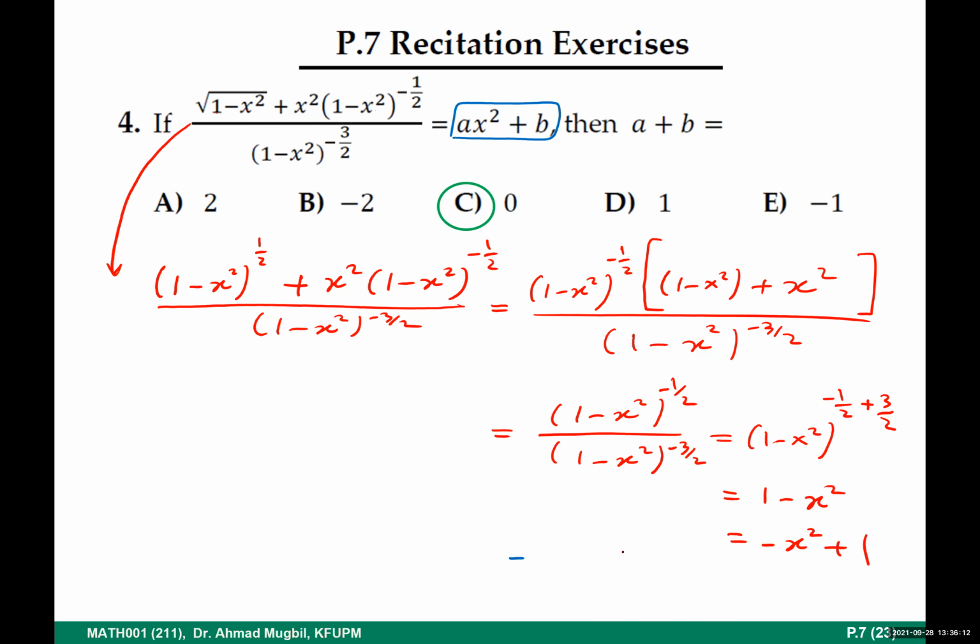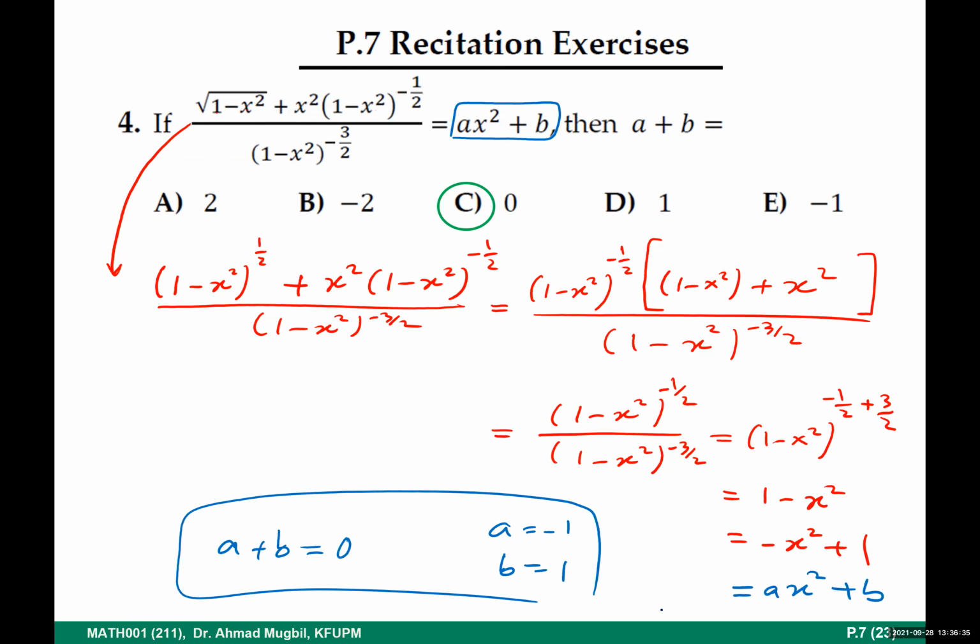So now compare. Now what you need to do, just use your eyes. No need for mathematics here. What is the coefficient of x squared? It is negative 1. So a is negative 1, b is 1, and the sum of them is 0. Try to avoid mistakes when you do this, a plus b, a minus b, a times b, because if it happens, it will be so bad after all of this effort and you lose the grade at the end.